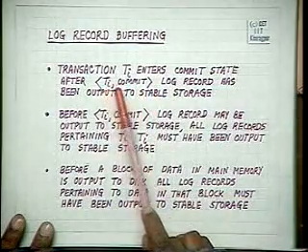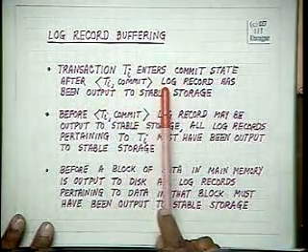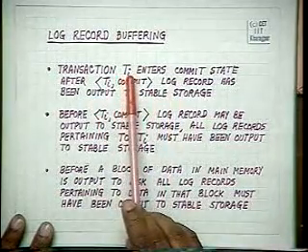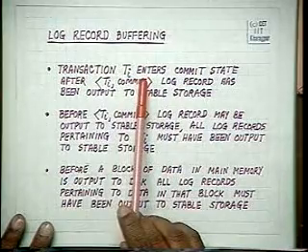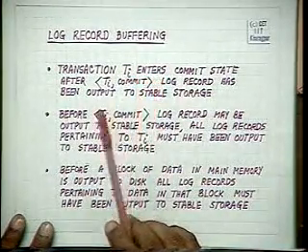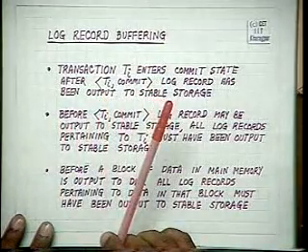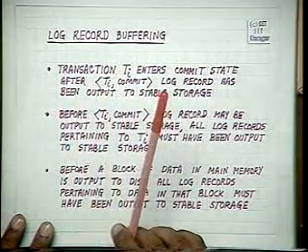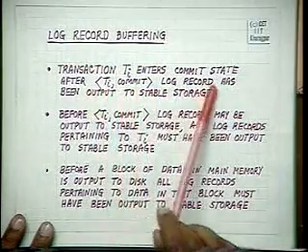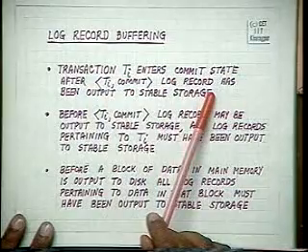So the Ti commit log record must be output to stable storage before the transaction Ti is actually allowed to commit and complete. So we must either wait till that full block is written onto the stable storage, or we must force output that block, which contains this Ti commit log record, onto the stable storage.